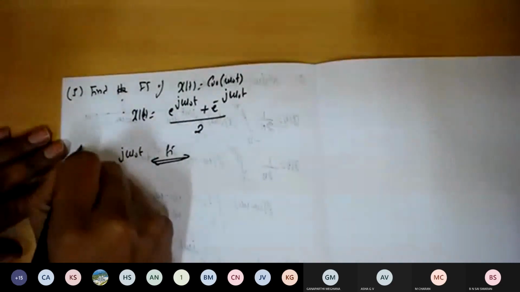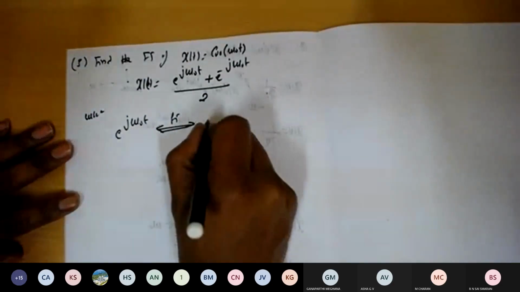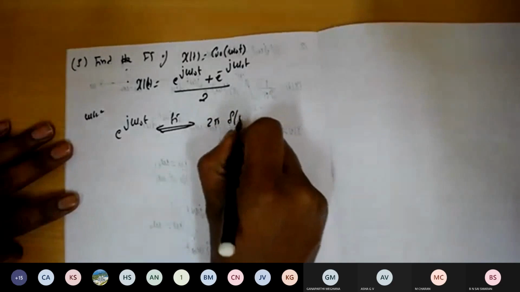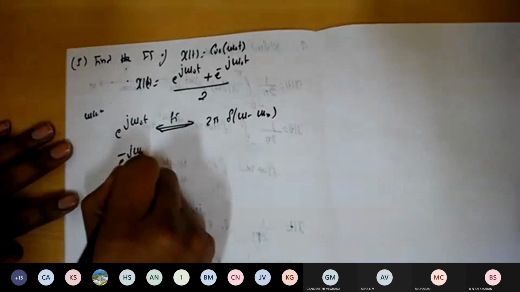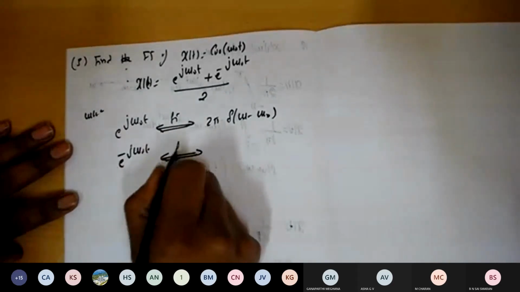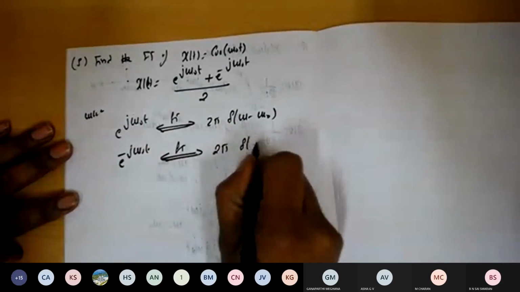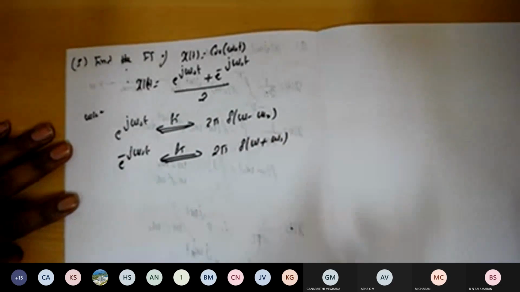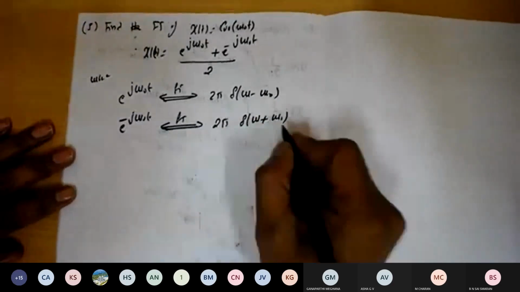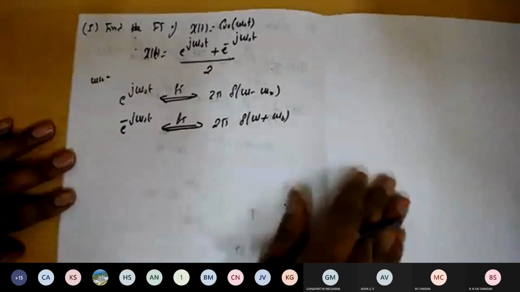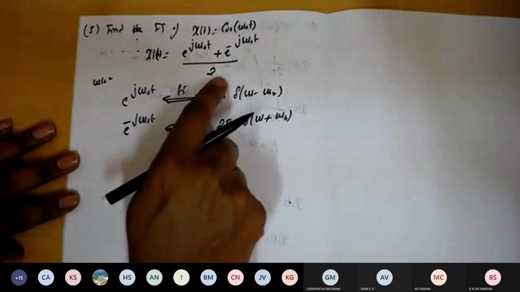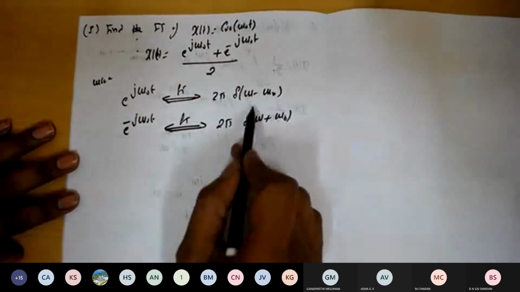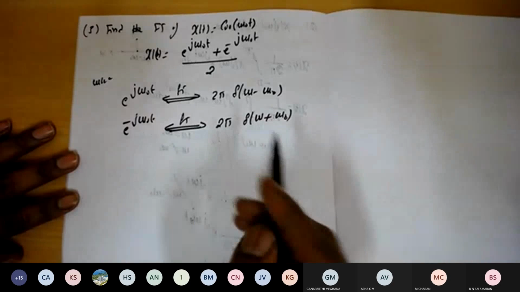So we'll consider the same thing. The Fourier transform of e to the power of j omega naught t is 2 pi into delta of omega minus omega naught, and similarly, for e to the power of minus j omega naught t, the corresponding Fourier transform is 2 pi into delta of omega plus omega naught. Now based on this, I'll consider the Fourier transform of x of t, and we can substitute the Fourier transform of this one here, and similarly here. So let us do it.